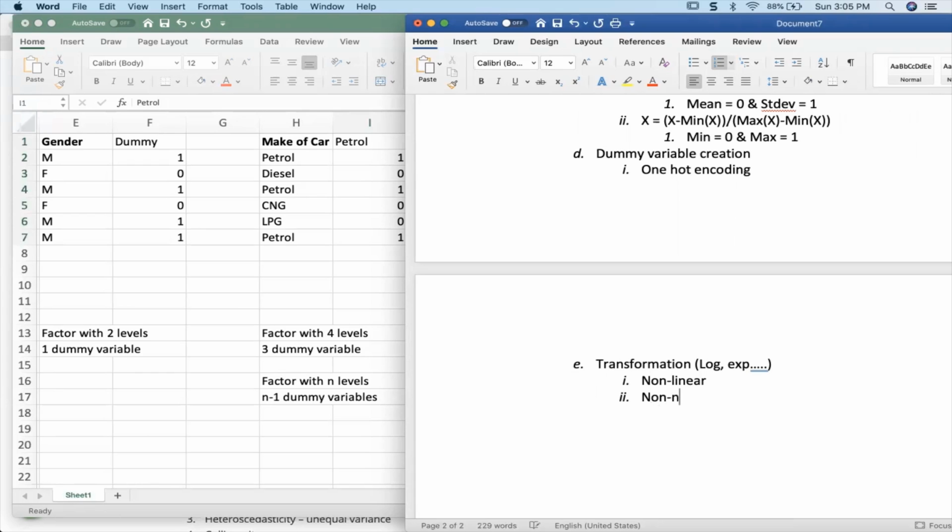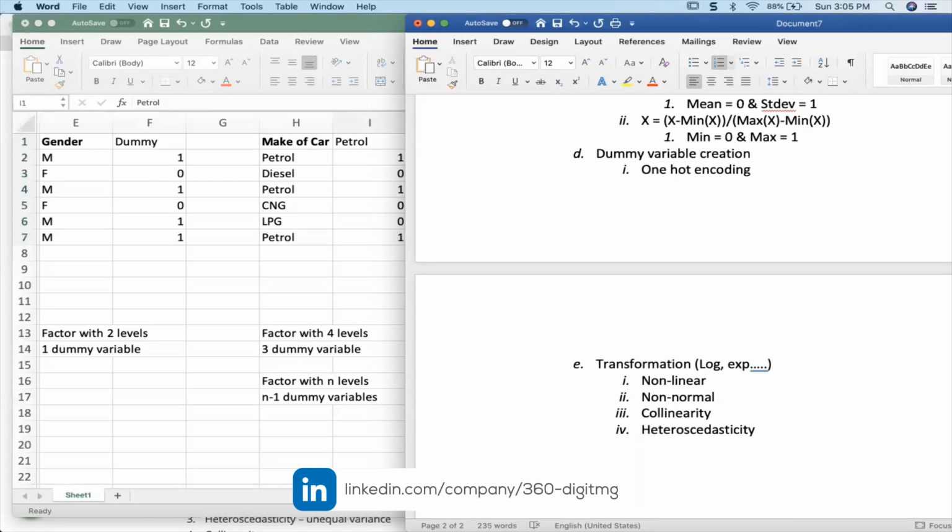If your data are non-normal, to make your data normal, you do transformation. If you're suffering from collinearity problem or heteroscedasticity problem, yes, good that you remember. These are the various reasons. If you have such issues, you do transformation and see whether the issue gets fixed or not. Okay. Then discretization or binning.